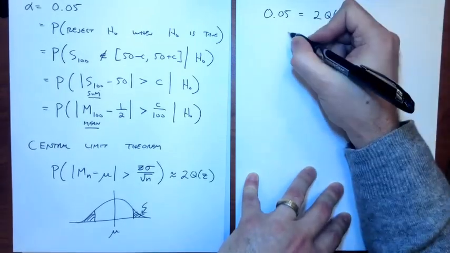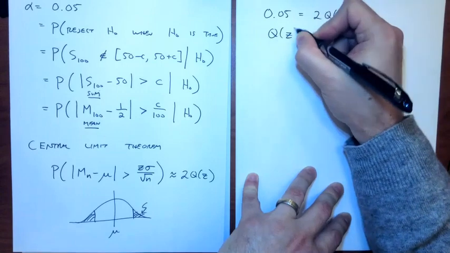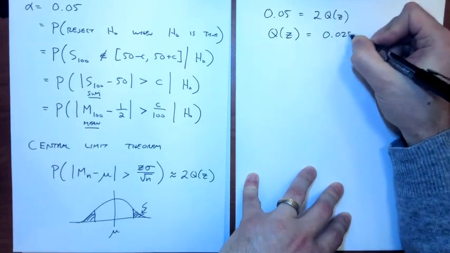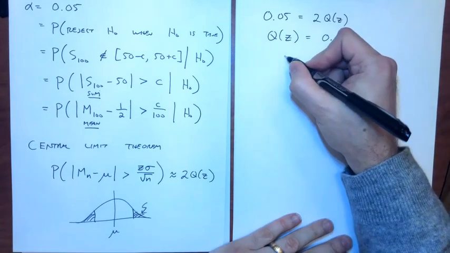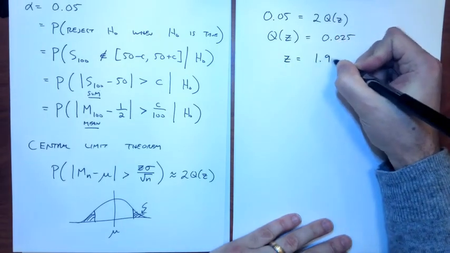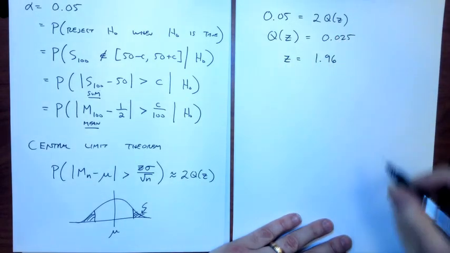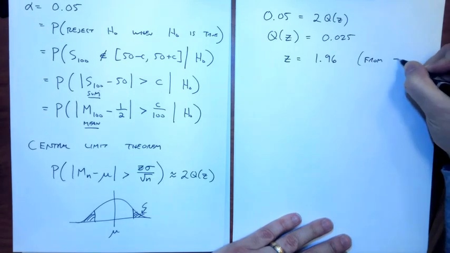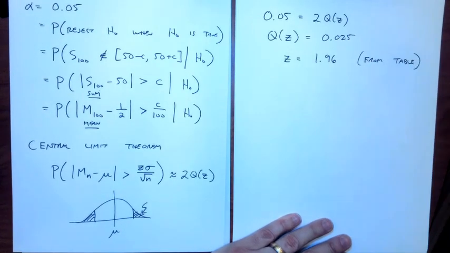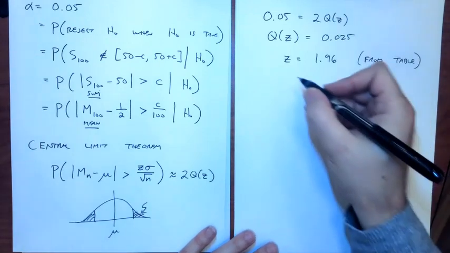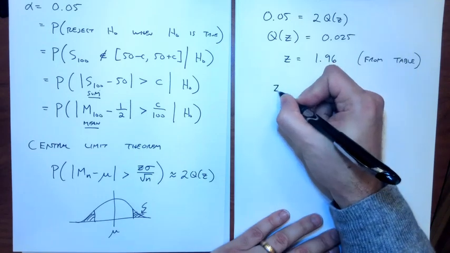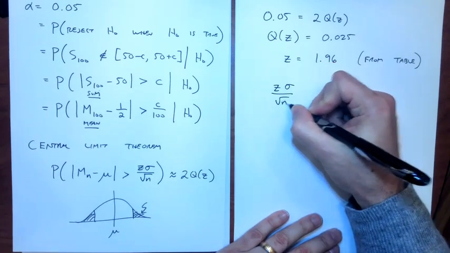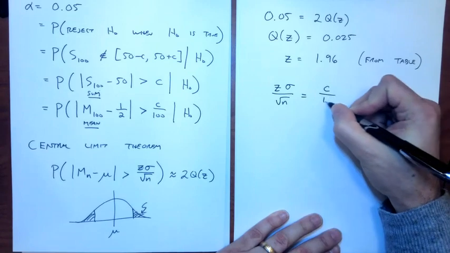Solve for z, right? That's like saying that Q of z has to equal 0.025. I didn't bring my Q table with me today, but I can look this up in the table and find out the corresponding z is 1.96. I don't have the table in front of me, but you have to trust me because I'm a professional. So now I know what z is, and I reverse engineer: I'm trying to equate this thing over here with this thing over here.